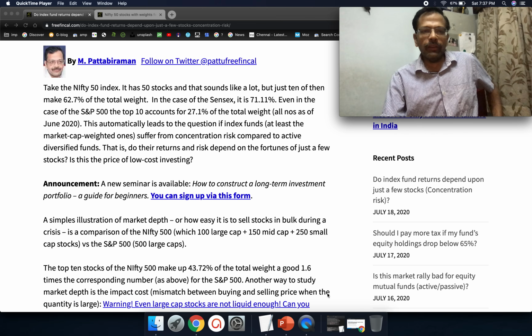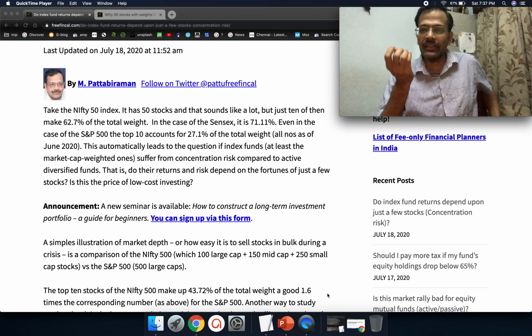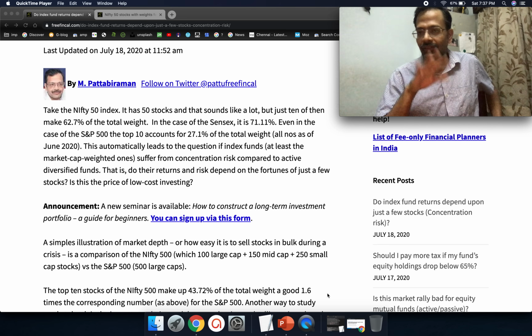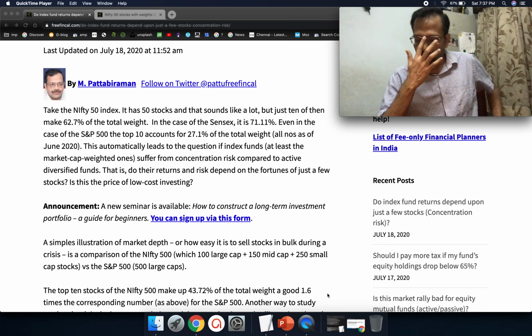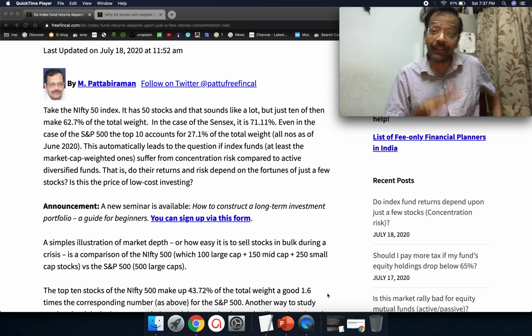So now if you look at the Nifty 50, just 10 stocks make up 62.7% of its total weight, and just 10 out of 30 Sensex stocks make up 71% of the total weight. Even in the case of S&P 500, the problem exists. It's got 500 stocks, but the top 10 accounts for 27.1% of its total weight, and these are 500 large cap.